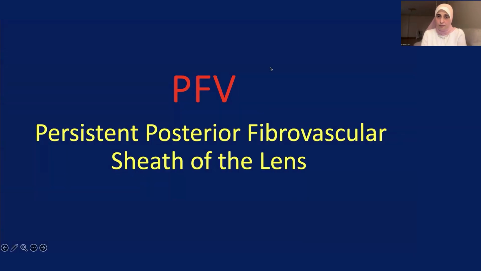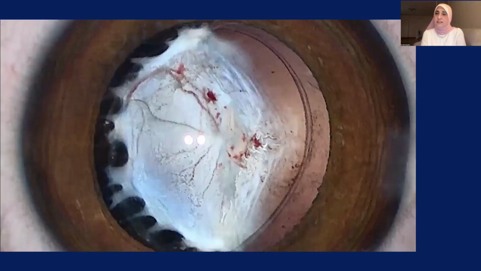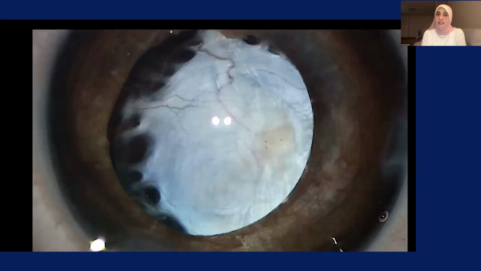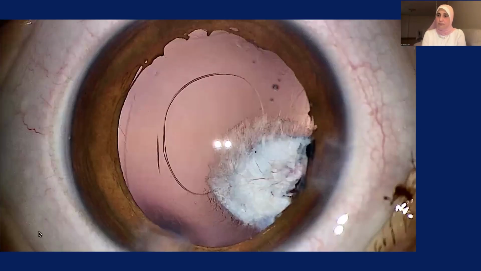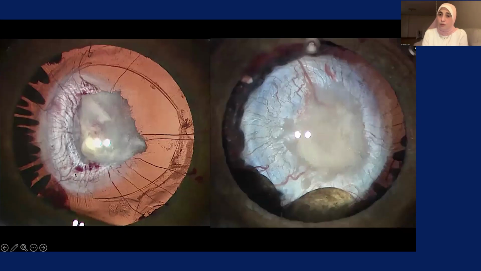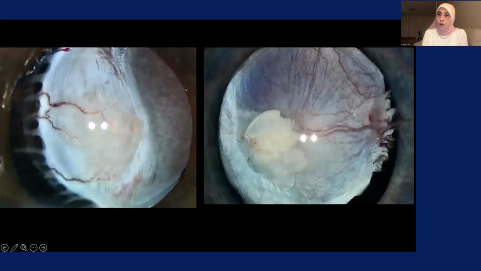The other type of persistent fetal vasculature is the persistent posterior fibrovascular sheath of the lens, which is what? It's persistent posterior tunica vasculosa lentis. In these cases, it is a fibrosis together with a vascularization related to the back surface of the lens. These cases may involve the whole posterior capsule or may extend over just a sectorial part of the posterior capsule. It may be circular, either small or large, or the whole posterior capsule with variable degrees of fibrosis.